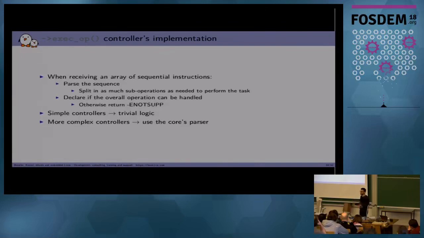There are multiple ways to do the same thing with NAND, and the NAND core will be able to try another operation to do the same thing, even if you lose a bit of throughput. So yeah, for simple controllers, when you can split the operation into just the instructions, it's quite simple. You can do it by hand. Otherwise, we've introduced a parser in the core.